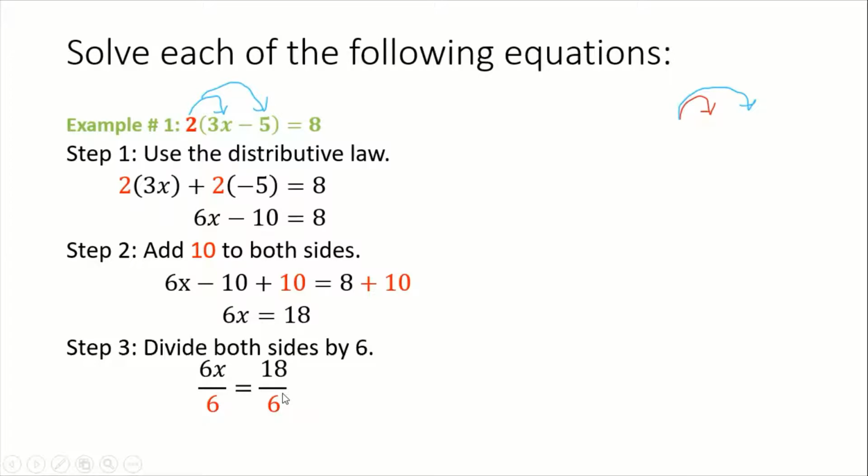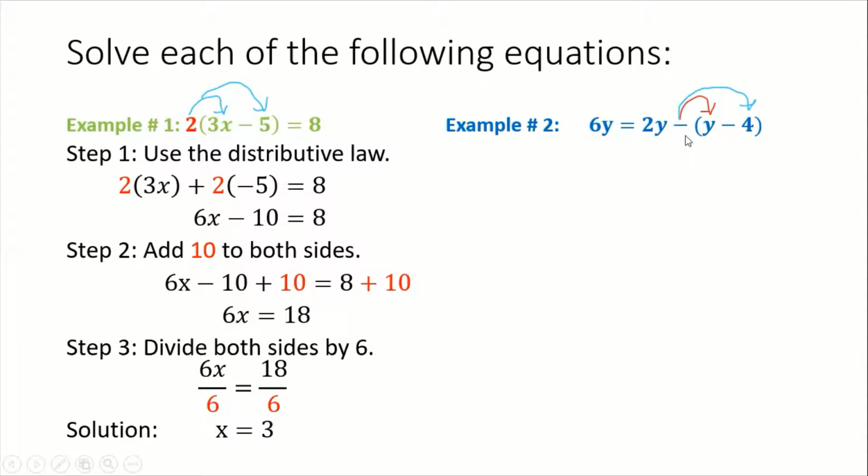At this stage, you're going to simplify, and that will give you your result. So here, 6x over 6 is just x, and 18 over 6 is just 3. So therefore, x is equal to 3. Let's look at our second example. We are now given 6y equal 2y minus bracket y minus 4. How would you go about doing this problem?